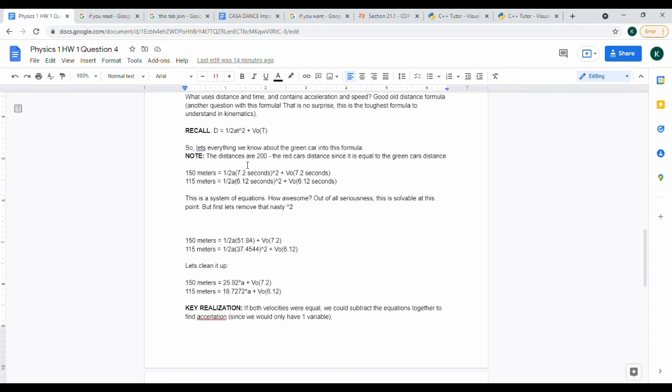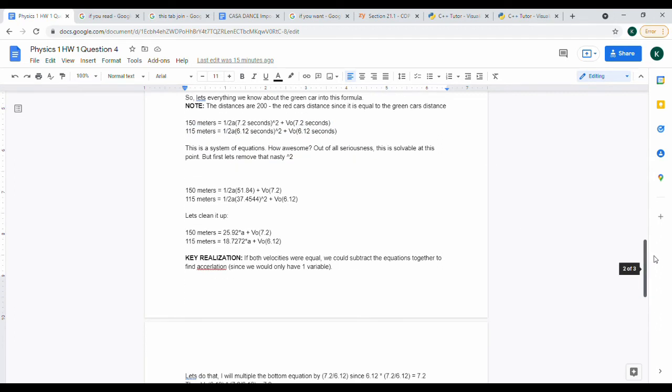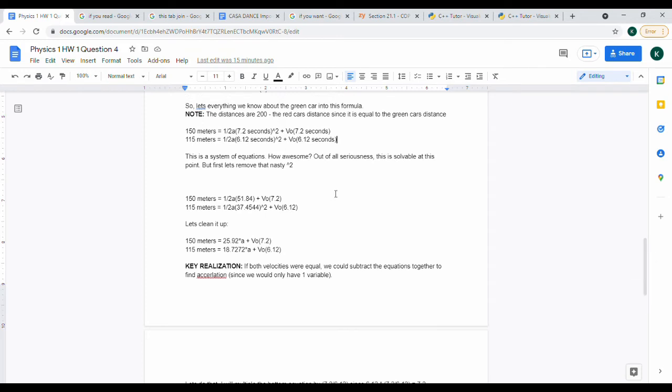And then we plug in all the values, 1/2 a t squared, we know what t is in both cases, and we know what distance is in both cases. So obviously you probably realize that velocity and acceleration are equal in both cases because it's the same car. But we want to figure out what velocity and acceleration actually is. So this is just a system of equations. A lot of you don't need to watch this video anymore, you can stop here. But let's say you don't know how to solve this.